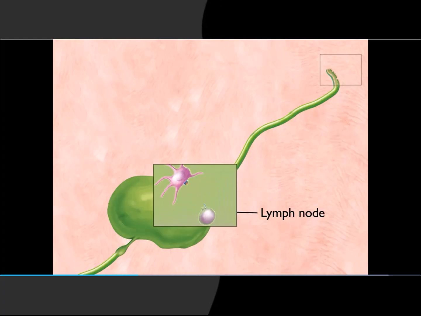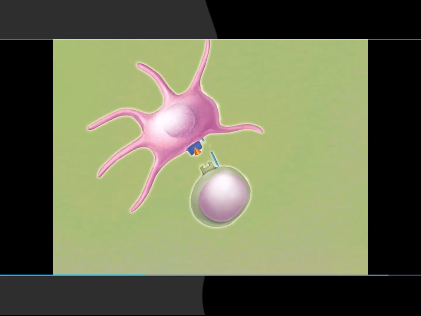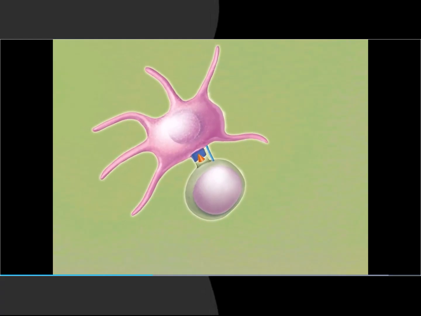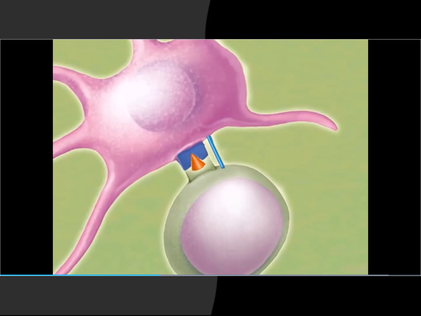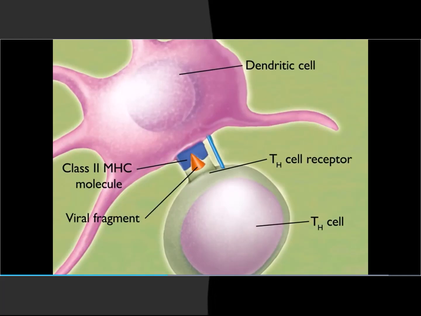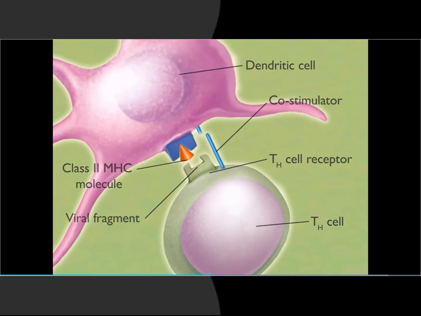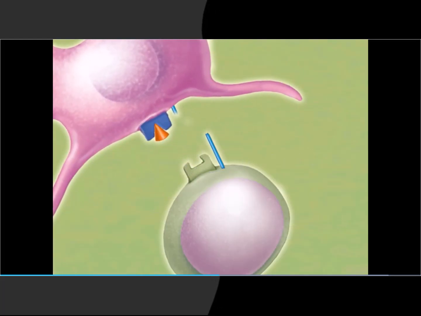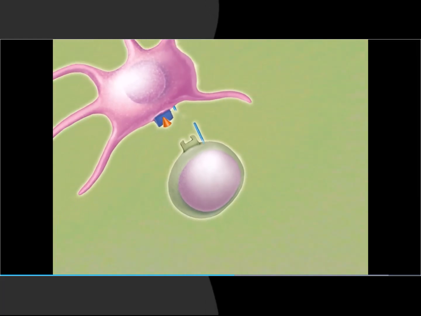There they present the antigens they have previously ingested and processed into fragments to lymphocytes, such as helper T cells. A naive helper T cell becomes activated when its T cell receptor binds to a dendritic cell's class II MHC molecule presenting viral fragments. To become fully active, the helper T cell must also bind a co-stimulator surface molecule, which prevents naive helper T cells from becoming inappropriately activated. The activation of the particular naive helper T cell that can recognize the class II MHC antigen complex is called clonal selection.